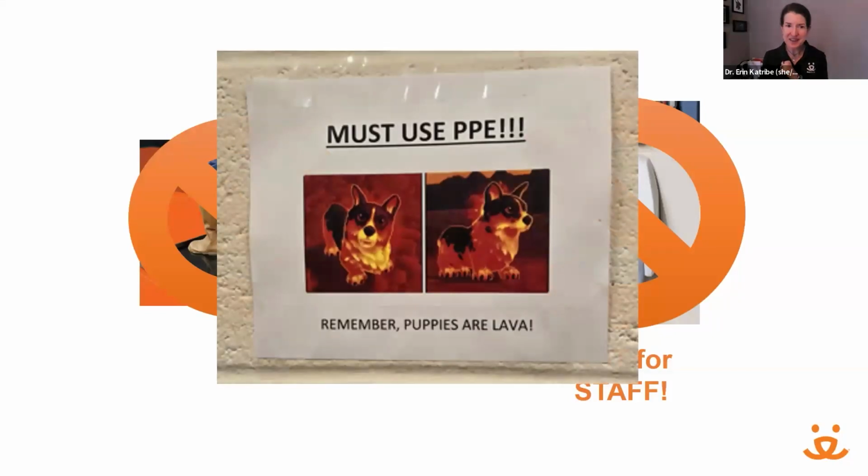This is a lovely sign from a shelter that we visited. So: must use PPE, puppies or lava. And I just loved this. So if we need to take precautions, if we're worried about the spread of disease, then for us, for staff, it's going to be PPE because we closely handle lots and lots and lots of animals.